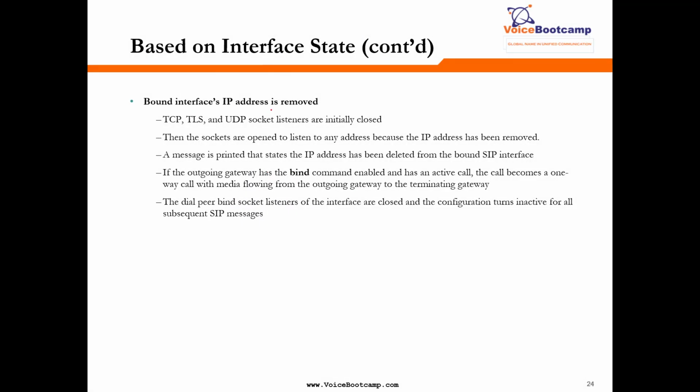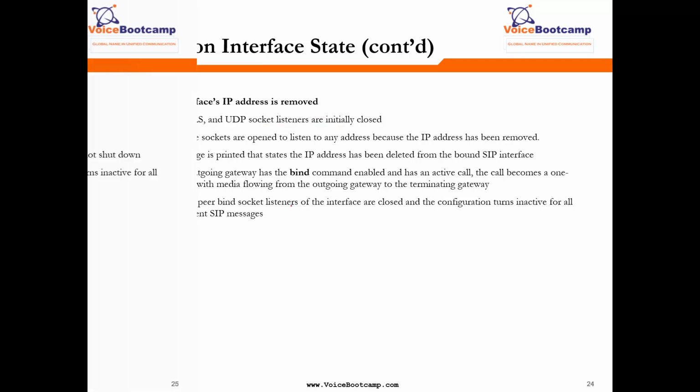Now the bound interface IP address is removed. What if you remove it for some reason? Again, all the socket listeners will be initially closed. Then they are reopened to any address because the IP address has been removed. A message is printed about the state of the IP address that has been deleted from the bound address. If the outgoing gateway has a bind command enabled and has an active call, then the call becomes a one-way call with the media flowing from the outgoing gateway to the terminating gateway. And of course, the dial pair bind socket listener of the interface is then closed, and the configuration will then turn inactive for all the subsequent SIP messages.